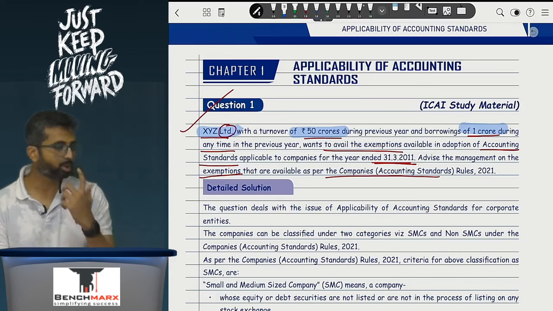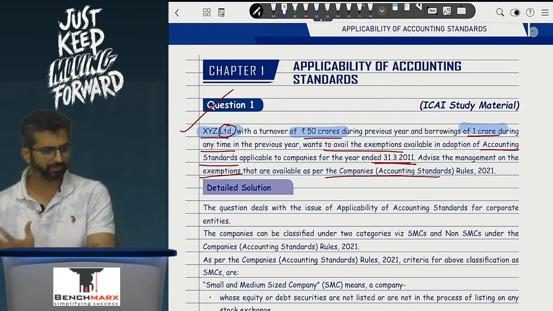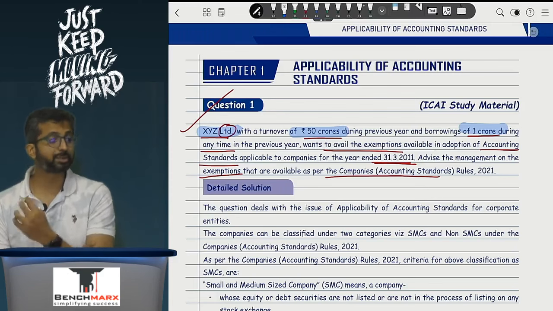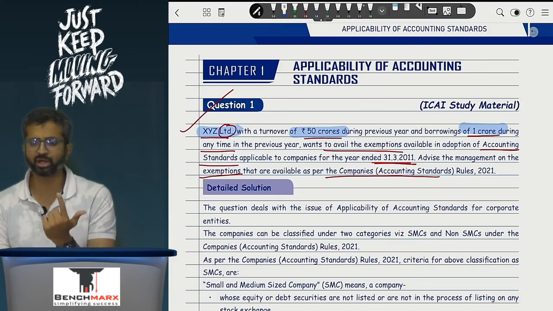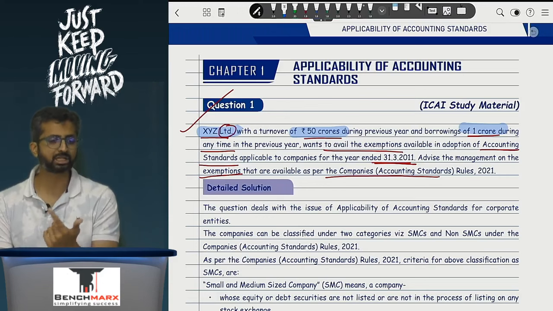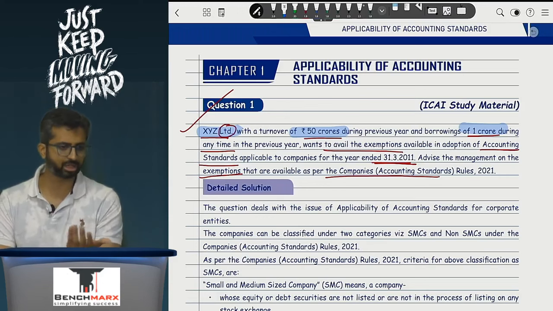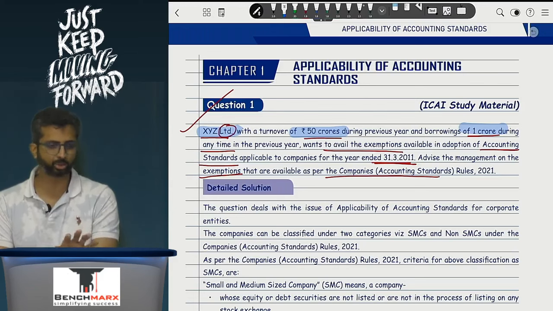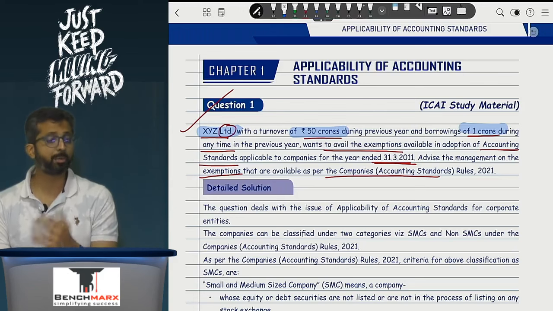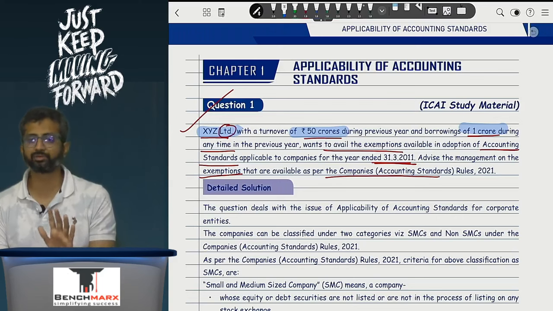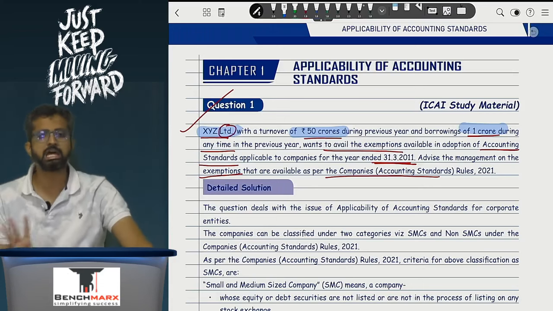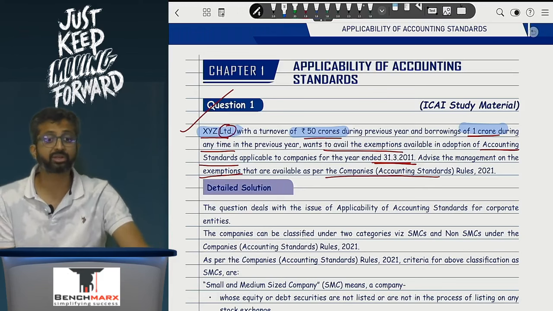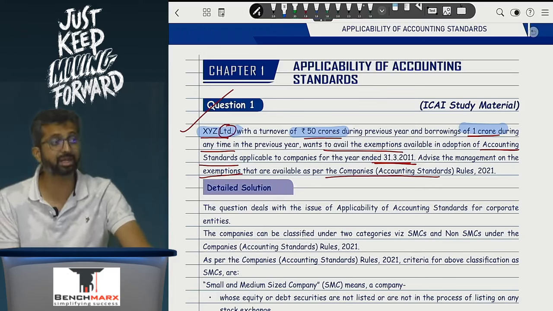What will the answer over here look like? As per notified rules, a company will be an SMC if, sub-point 1, it is not listed or in the process of listing, or sub-point 2, it has a turnover of less than 250 crores, or borrowings of less than 50 crores, and it is not a subsidiary of a non-SMC. So we've explained the law. Such long legal flashy language is not needed. You can write it in your own words. Second is, connect the law to the given case. Second paragraph you will start.